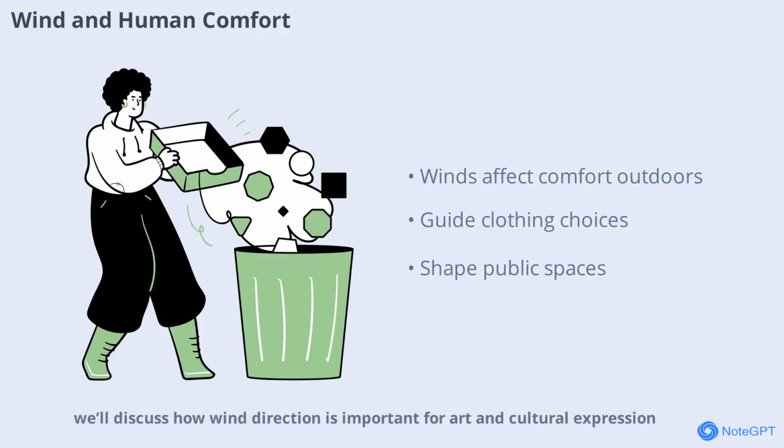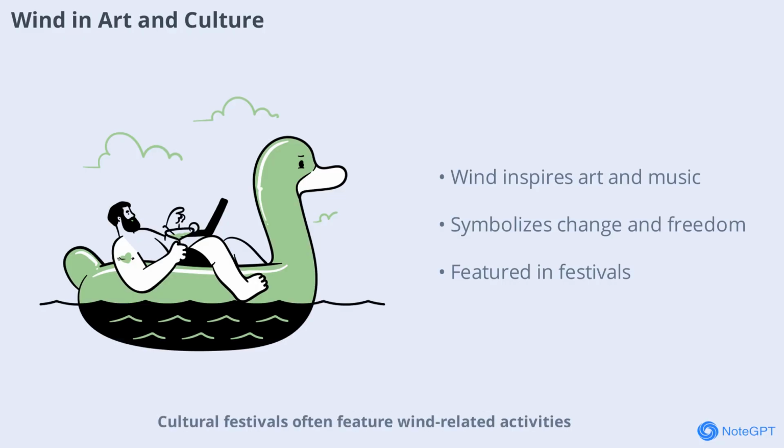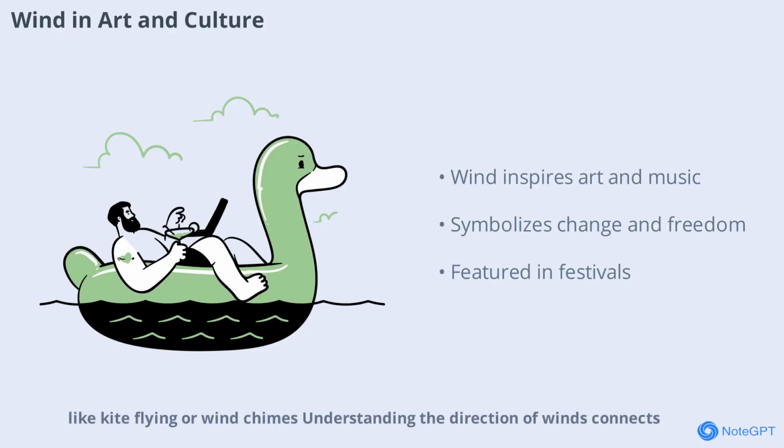Next, we'll discuss how wind direction is important for art and cultural expression. Wind direction has inspired artists, poets, and musicians throughout history. From paintings of windswept landscapes to songs about the changing breeze, wind is a powerful symbol of change and freedom. Cultural festivals often feature wind-related activities like kite flying or wind chimes. Understanding the direction of winds connects us to nature and our shared heritage.